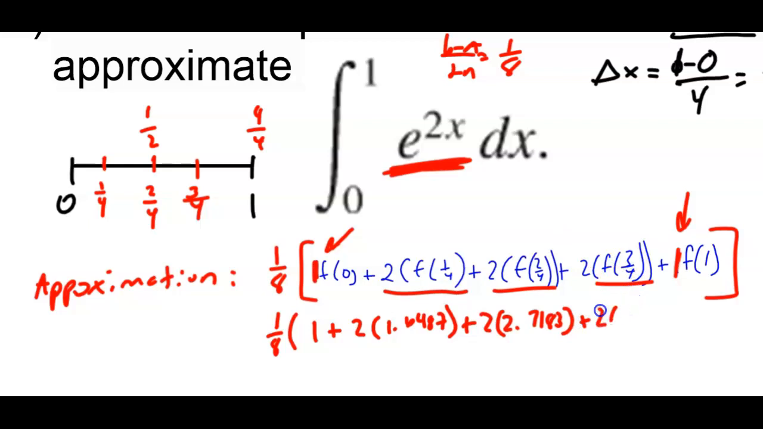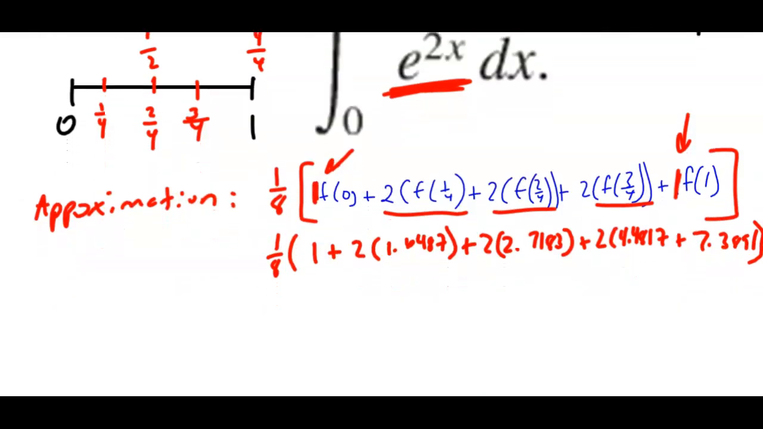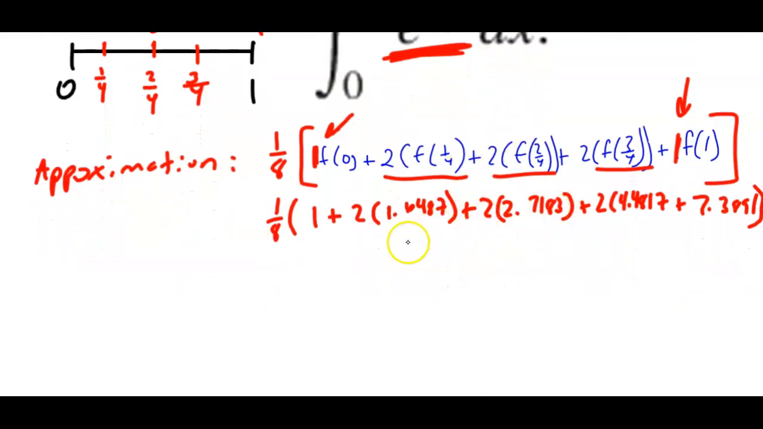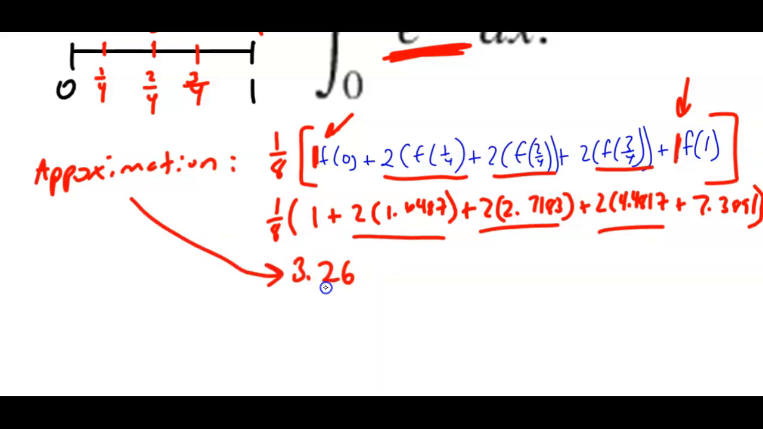And then we have 2 times f of 3/4, which was 4.4817. And then we have 1 times f of 1, or just f of 1, which is 7.3891. Now, again, please pay attention, only these middle values were multiplied by 2. The first one and the last one was not, okay? Now, you could put that whole thing in your calculator. When you do that for our approximation, we're going to get 3.26. Okay, so our approximation is 3.26.